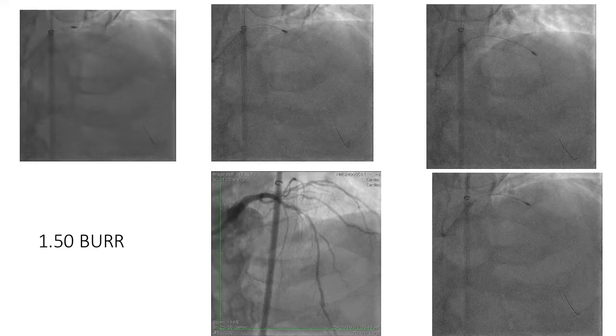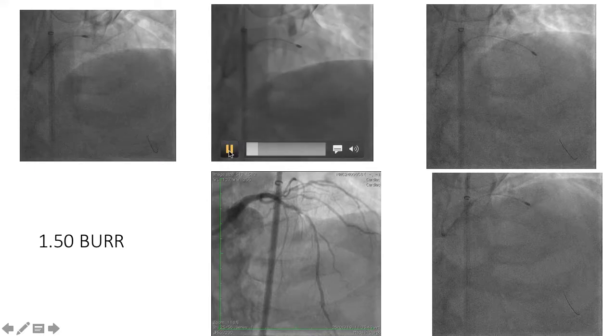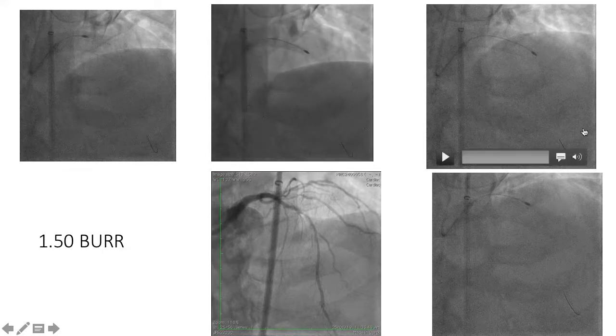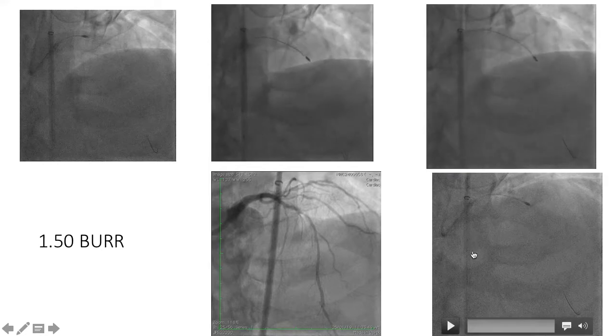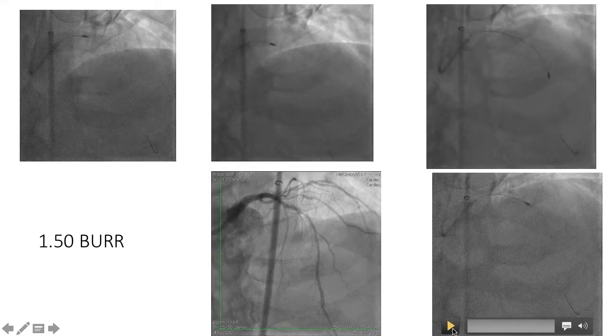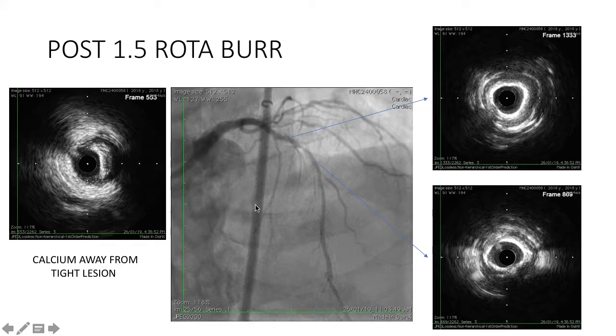You can see the same technique which we have to follow. Initially you burr only the lesion, just touch the lesion and come back. Never try to cross the lesion at the first go. Then slowly, once the lesion is ablated, you can cross the lesion with the burr, and then you can do complete ablation of the entire lesion. And this is the post 1.5 Rota burr IVUS.